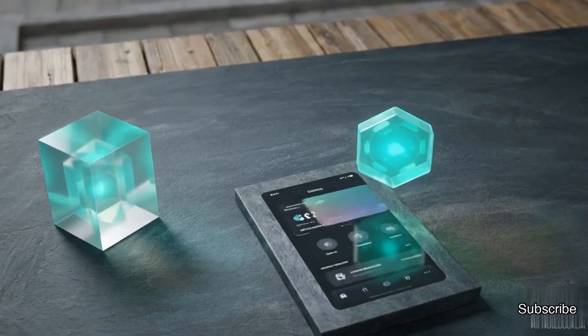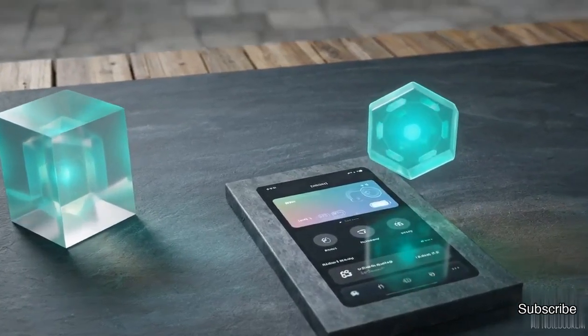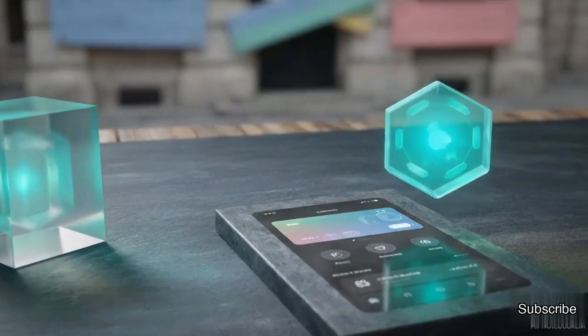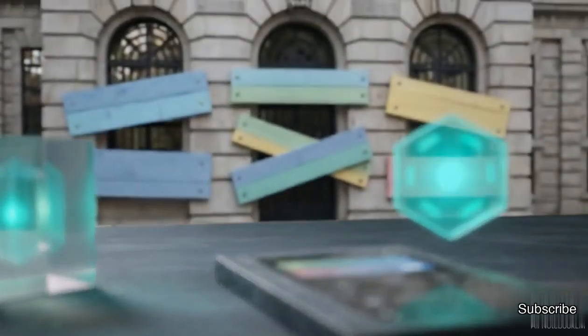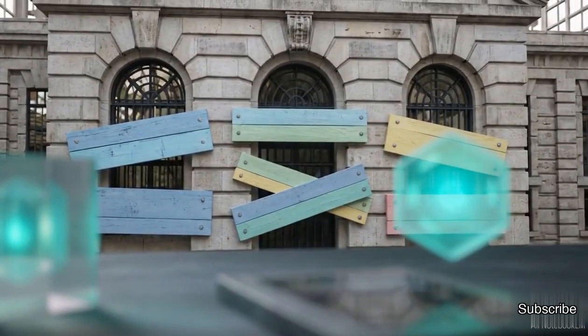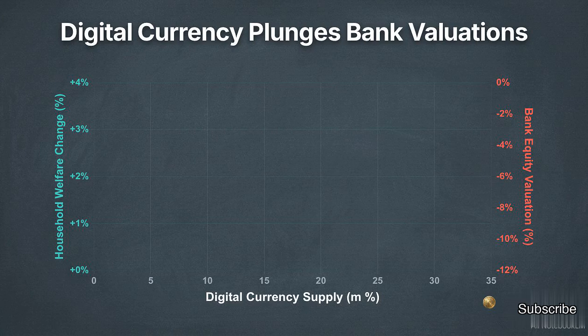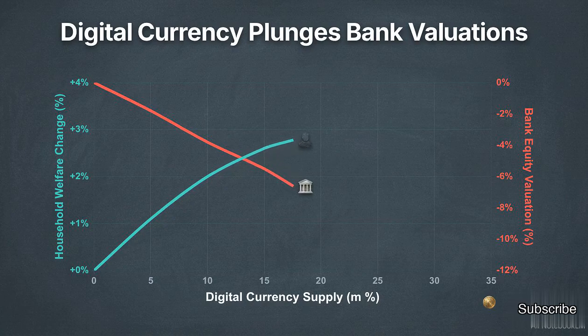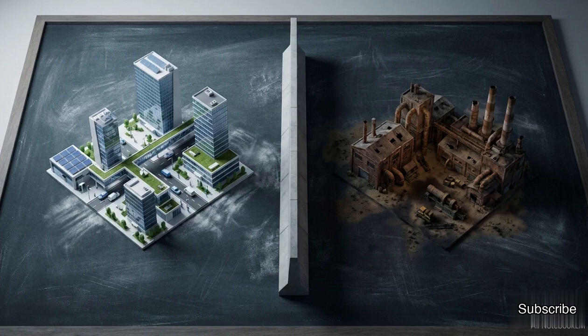The localized daily benefits of a highly efficient digital payment system mask the deep structural vulnerabilities it quietly weaves into the wider macroeconomy. This dual-axis graph illustrates the inevitable political economy conflict created by that paradox. The blue line shows household welfare climbing steadily as digital currency expands, while the red line shows bank equity valuations simultaneously crashing downward by nearly 7%. This divergence exposes a classic market failure.